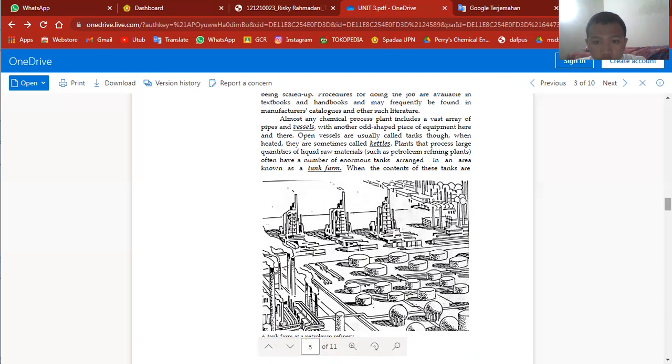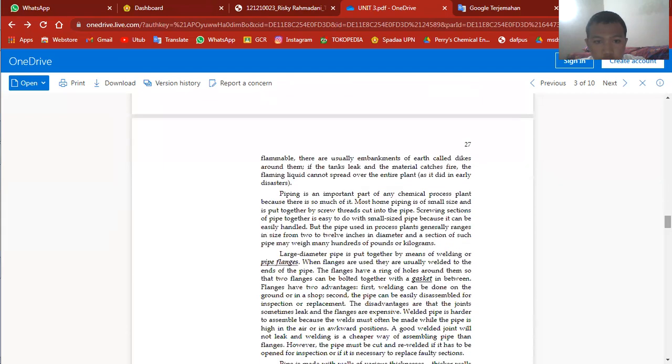When the contents of these tanks are flammable, there are usually embankments of earth called dikes around them. If the tanks leak and the material catches fire, the flaming liquid cannot spread over the entire plant, as it did in early disasters.